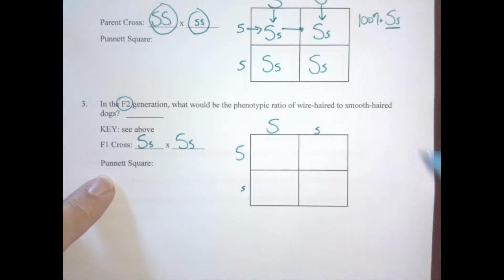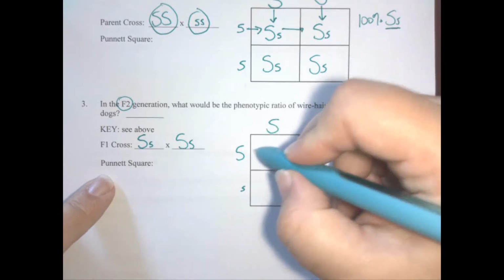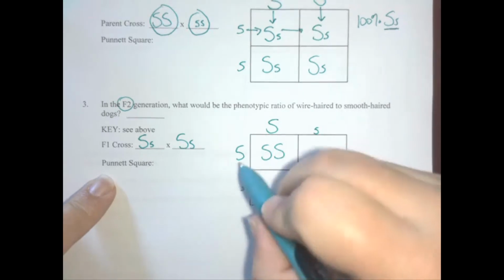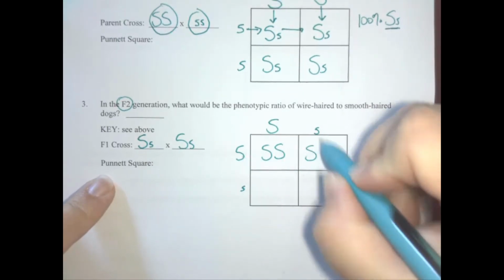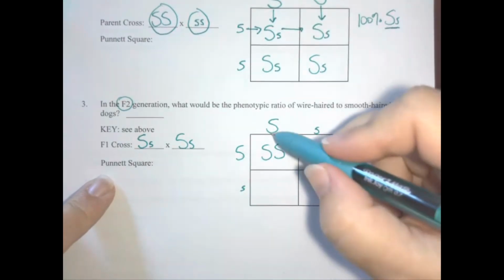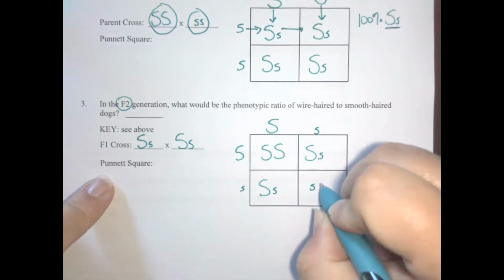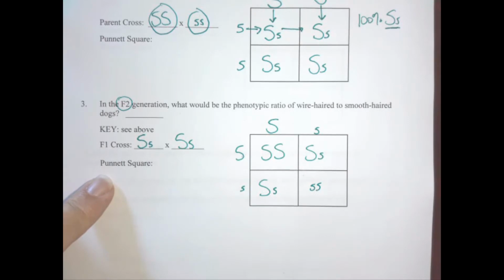Right? So now I'm going to fill out my Punnett square. So this big S is going to come down. This big S is going to come over. This big S is going to come over. This little s is going to come down. Big S comes down. Little s comes over. And in our last little box over here, I have 2 little s's.